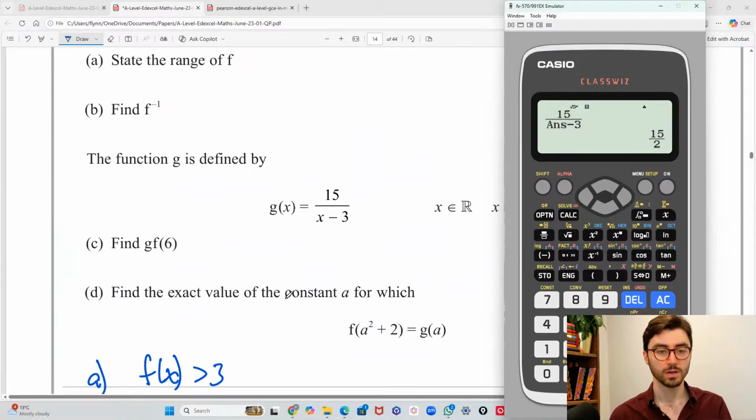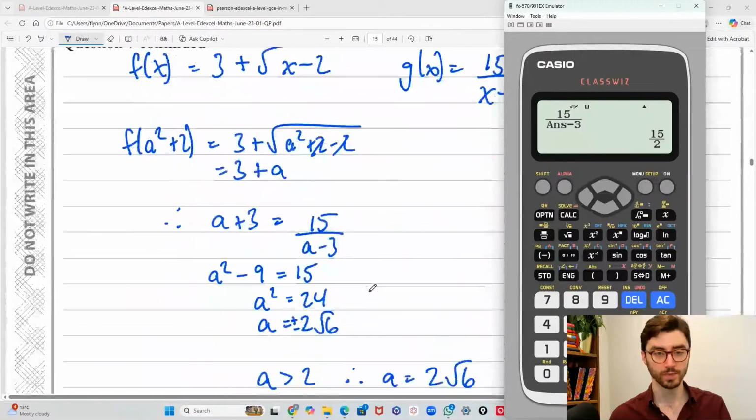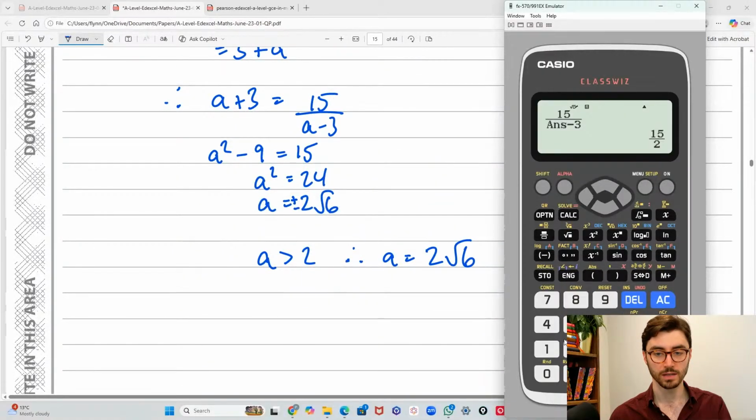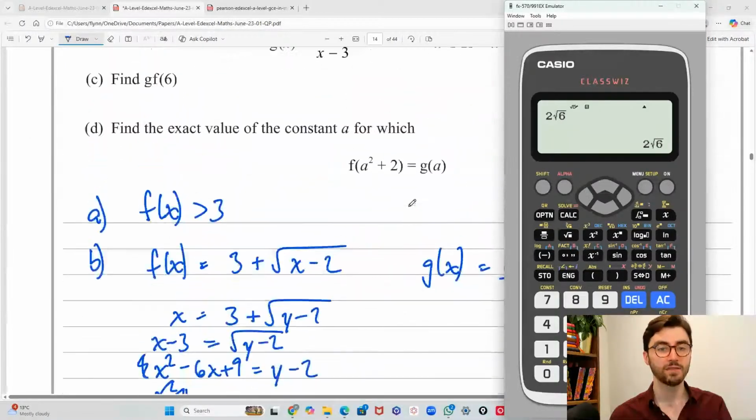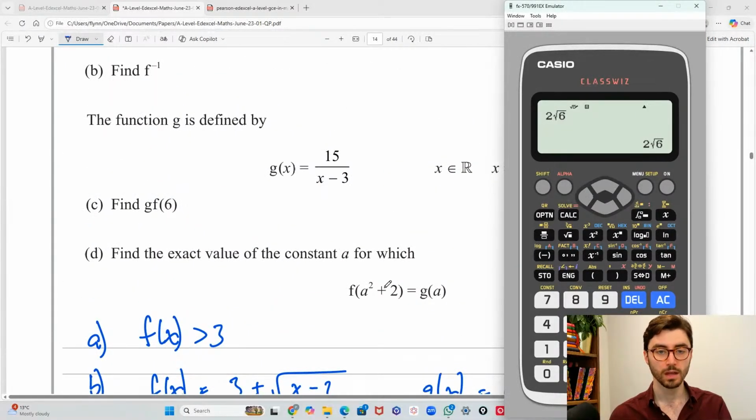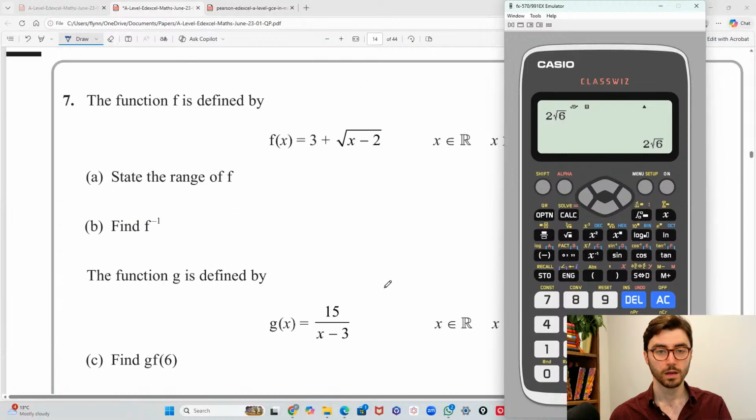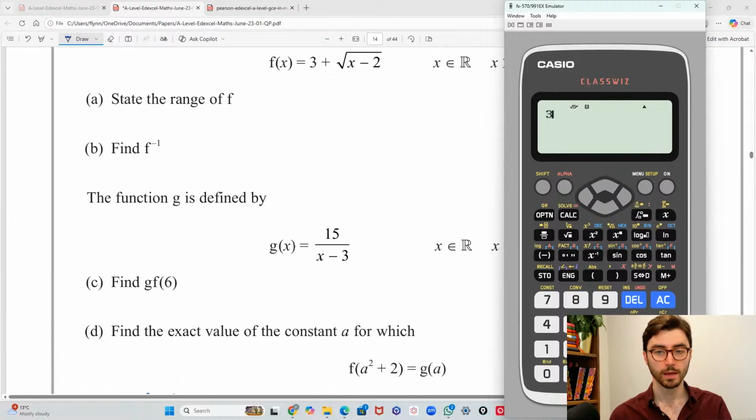Find the exact value of the constant a for which this is true. So I've said that a is root 2 root 6. Now, if that is true, let's do f of answer squared plus 2 minus answer. So that is f of thingy. And I'm going to subtract from this thing, g of thingy, and I should get a cool 0. Bam. So I got the right answer.